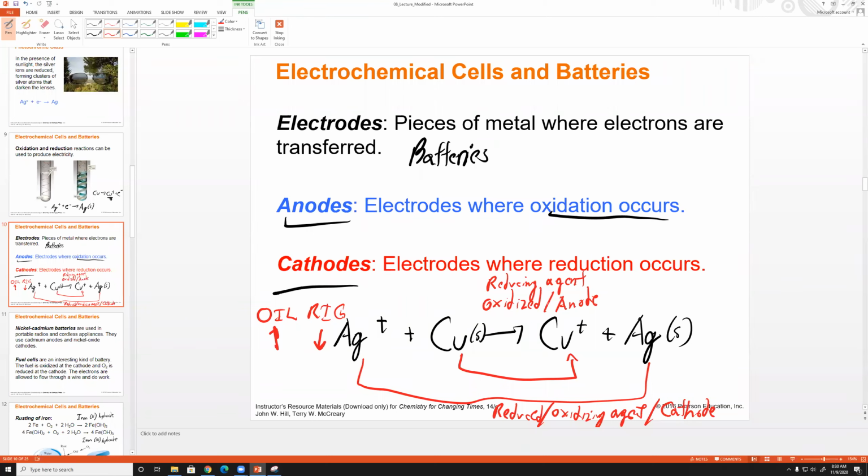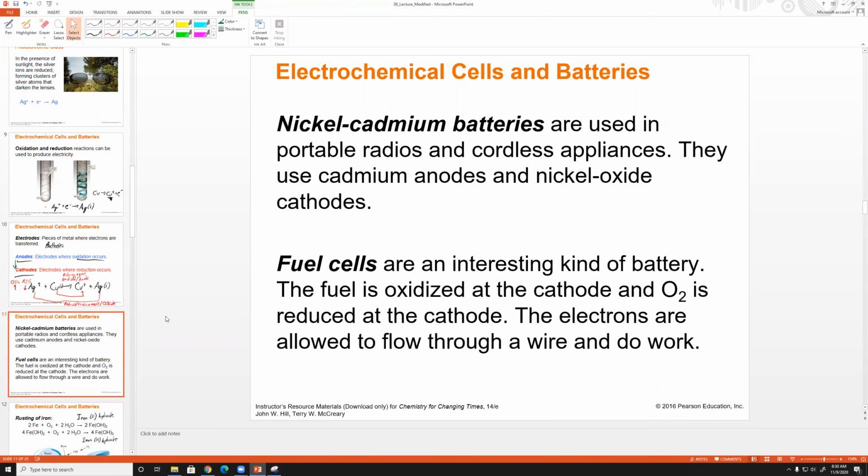And then because it's oxidized, it is known as the anode, where the electrons go away from, and they go towards the cathode. So electrons generally travel from anode to cathode. There's a lot there, but all the terms go together very nicely. So any questions on that? No? All right.